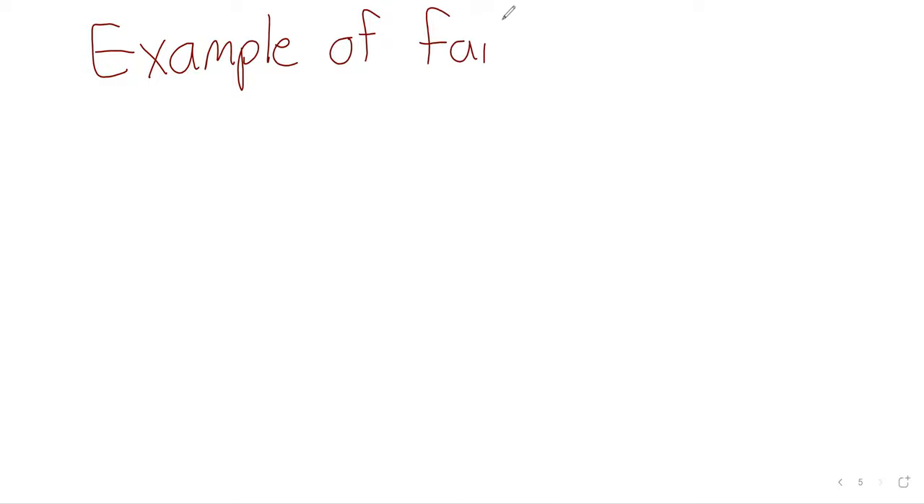We've looked at cases where the ratio test gives us convergence. We've looked at cases where it gives us divergence. Let's try to look kind of quickly at a case where it doesn't give us anything.